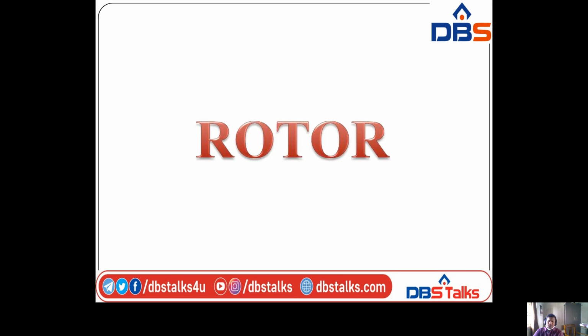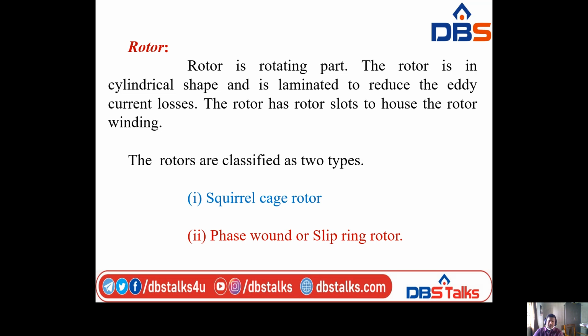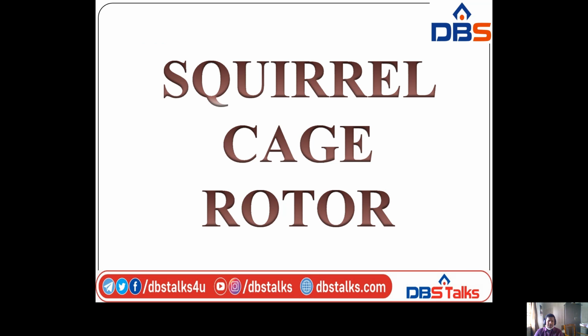Next part is rotor. The rotor is classified into two parts. One is squirrel cage rotor and the other is slip ring type of rotor. Generally, as you said earlier, the rotor is nothing but the rotating part of the induction motor. The rotor is in a cylindrical shape or it may be a wedge shaped section. Because of cylindrical shape, it may reduce the eddy current and hysteresis losses. So, squirrel cage rotor and slip ring rotor. First we go for the squirrel cage rotor.